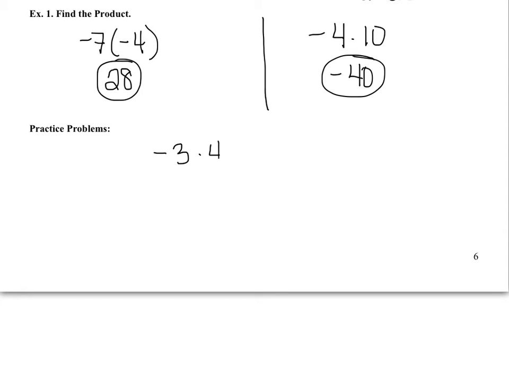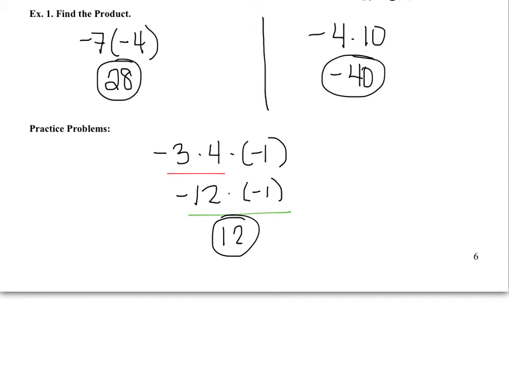I'm going to give you a practice problem. -3 times 4 times -1. Remember, multiply two numbers at a time from left to right. Pause the video and see how you do. Okay, let's start with -3 times 4. They have different signs, so my answer is going to be negative 12. Times, bring down my -1. -12 times -1. Those two integers have the same sign, so my answer is going to be a positive 12.